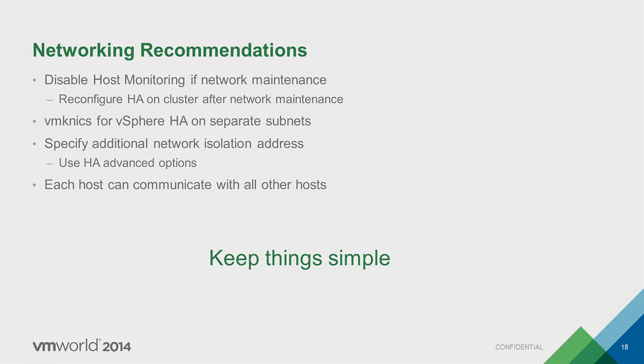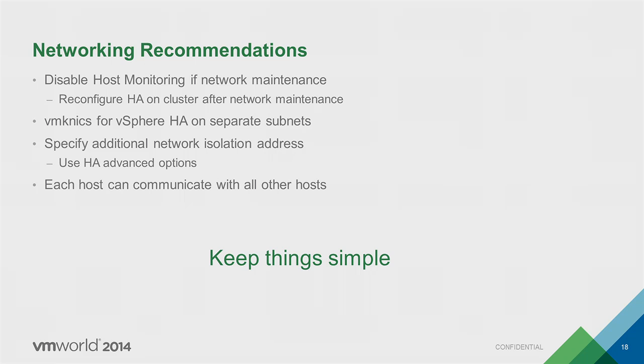And let's say you're doing some network maintenance and you don't want HA to restart the VMs. Then disable host monitoring, and HA makes sure the VMs will not be restarted in case of network maintenance. The second point is about having separate subnets. If you have a redundant HA network, have them on separate subnets. This is not specific to HA, but a general VMware recommendation to keep them on different subnets.